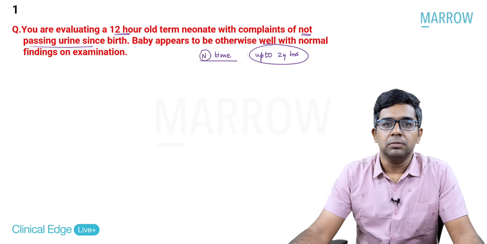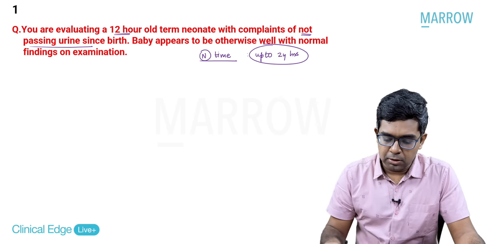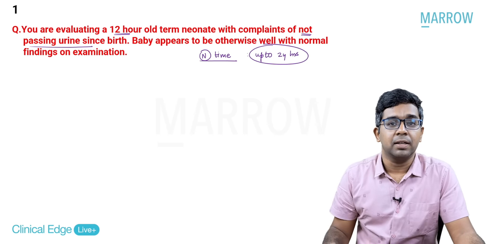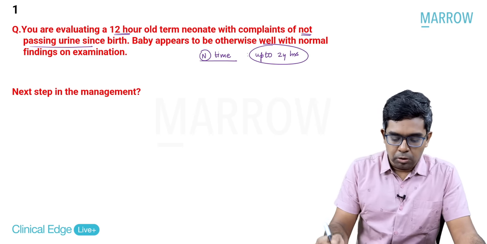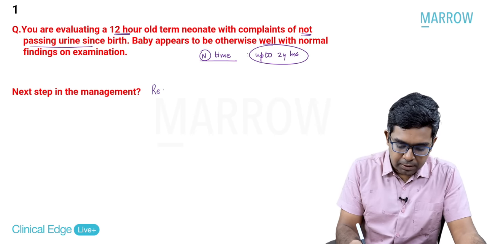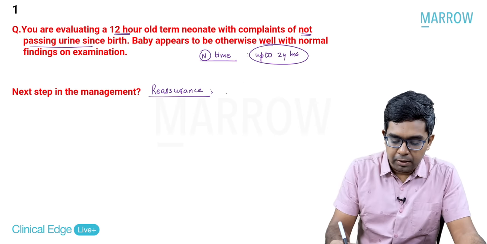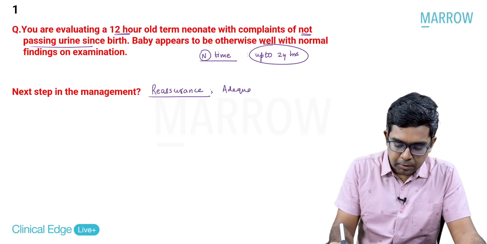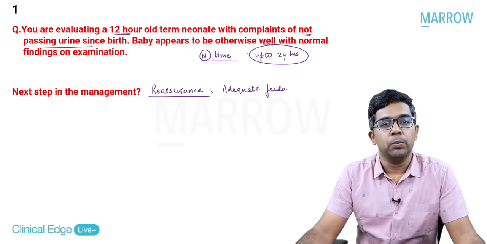As you can see, this particular baby is only 12 hours old. So not passing urine doesn't raise any concern at this point of time, especially because the baby appears well and has normal findings on examination. If I ask you what the next step in management should be, you have to provide reassurance to the parents that nothing is abnormal. The only thing you have to ensure is that the mother provides adequate feeds to the baby, every 2 to 3 hours. That is all that is required at this point of time when the baby is 12 hours old.